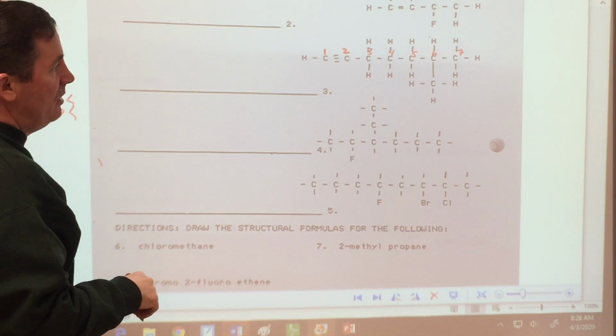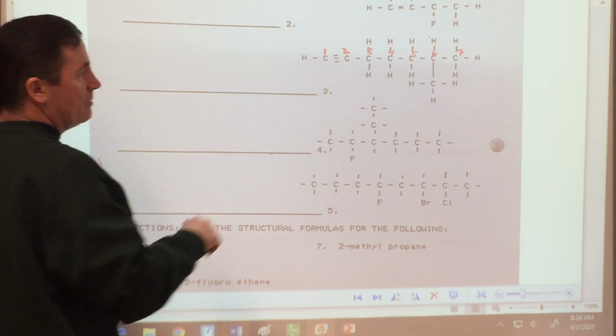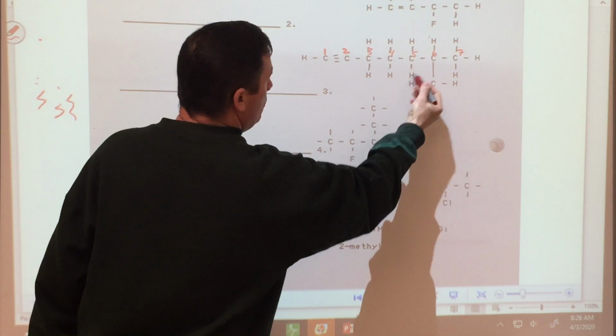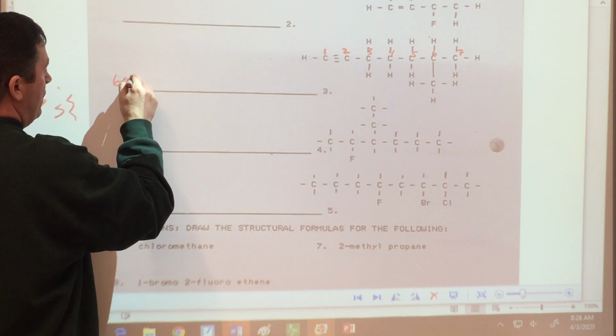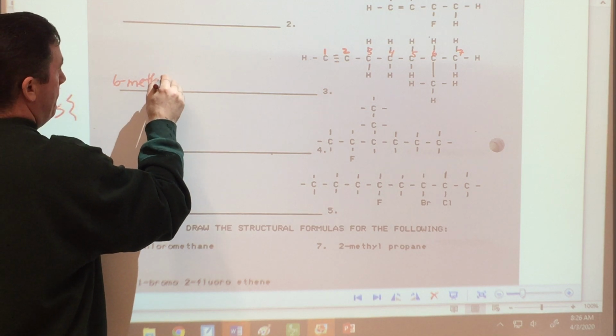So it's a hept of some sort. Where's my substituent group? Here. It's a methyl. So this is 6-methyl.